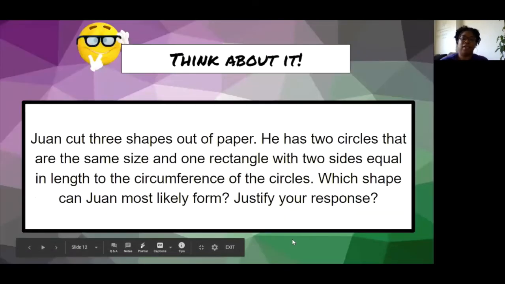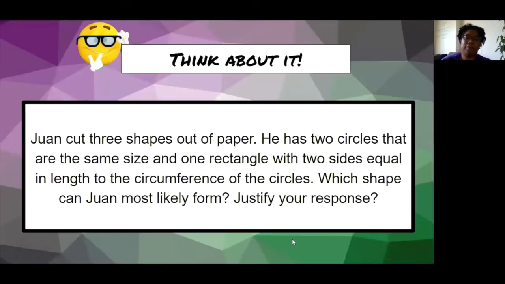Okay. Here's a write and respond question. Juan cut 3 shapes out of paper. He has 2 circles that are the same size and 1 rectangle with 2 sides equal in length to the circumference of the circles. Which shape can Juan most likely form? Justify your response. That just means explain your answer. You can write it right on your paper.